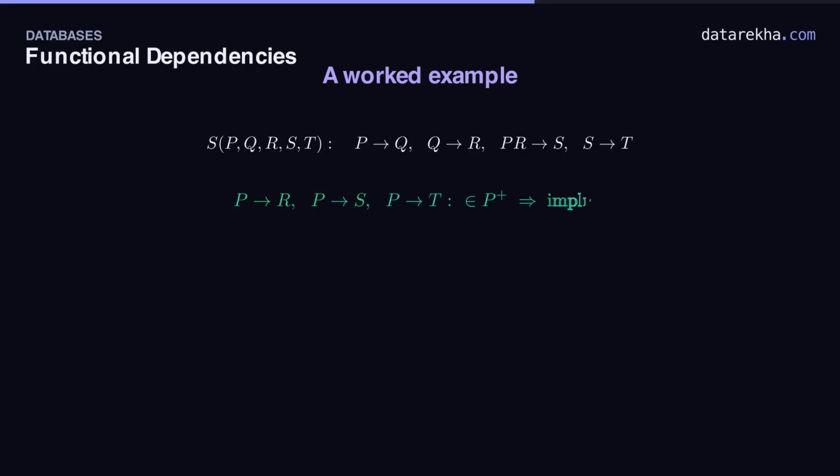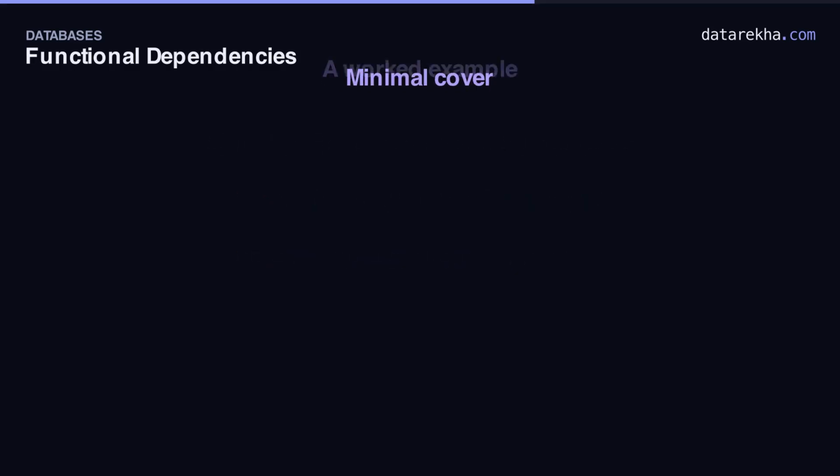Second task, which of these follow? Since P plus is the entire schema, P arrow R, P arrow S, and P arrow T are all implied. Every right side sits inside it. And P and R gives T. By transitivity, P and R gives S, S gives T. So P and R gives T.